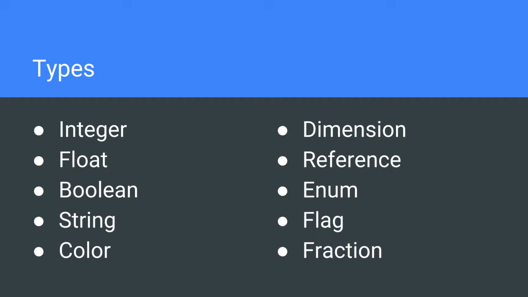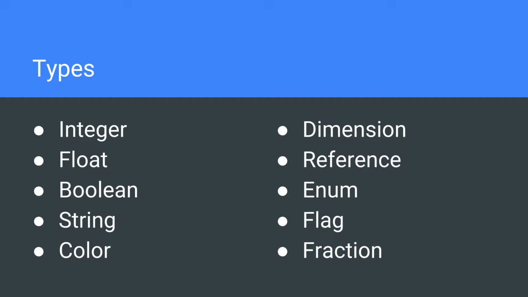Reference will allow you to do things like reference other drawables. So you can think of this like what image view source does. It references another drawable that you can then pull in and use as an object somewhere in your class. Enum will allow you to set a preset set of values that the user can use and put in that space. A good example here would be something like the image view scale type, where you have center crop or center inside, those sorts of things. They're a preset set of values that you're defining ahead of time.